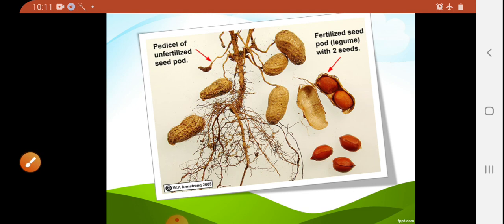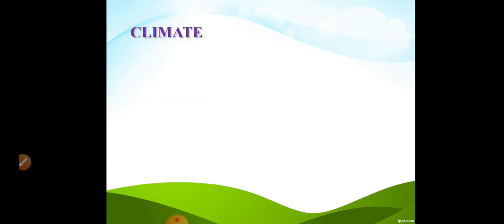So it is clear to everyone, pods are developed to the particular structure, that is peg. These pods are not developed to the roots. Okay, let's move to the next part, climatic requirement for this crop. See, this groundnut crop requires a warm climatic situation.